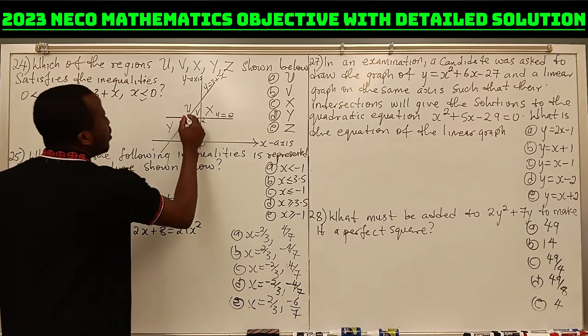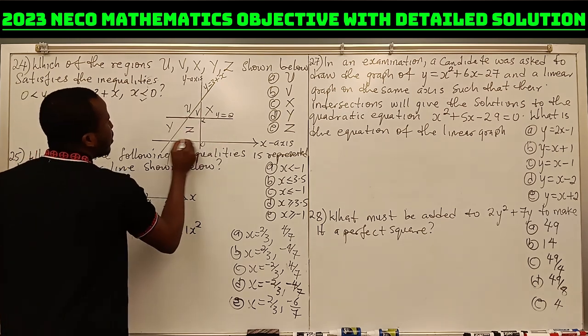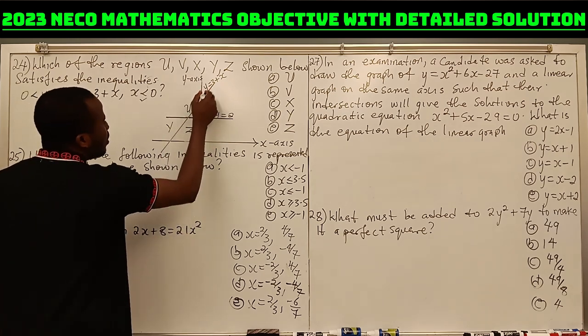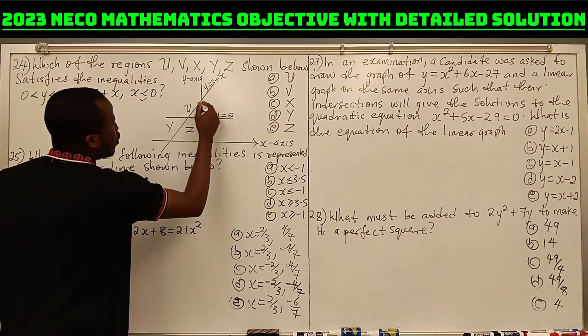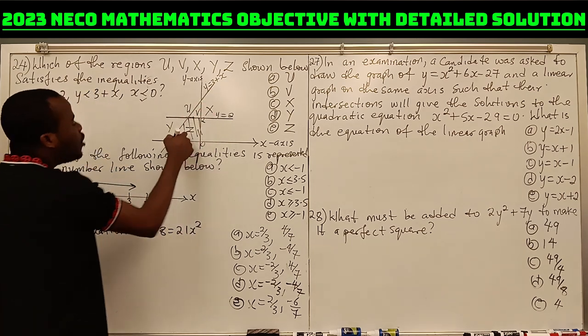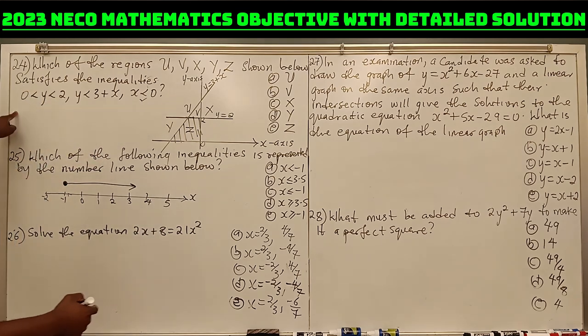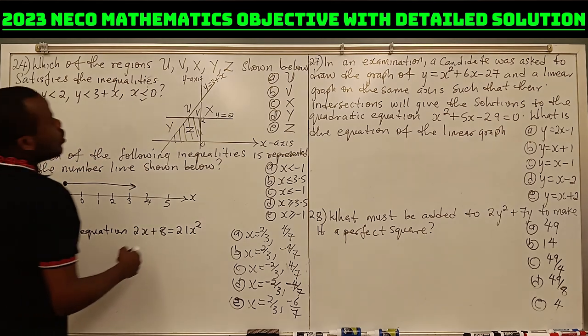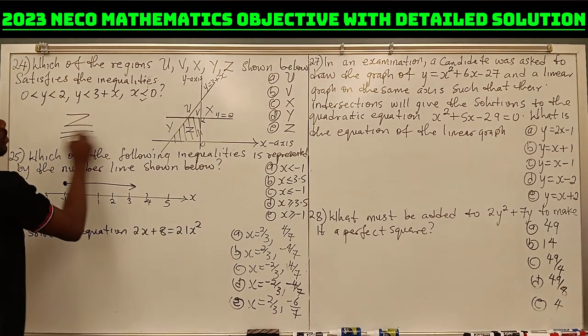So, since we have gotten this line, and since it's less than, this is not the part, so this is where we are looking. This is the region that satisfies this inequality. So, the region is Z, which is E.